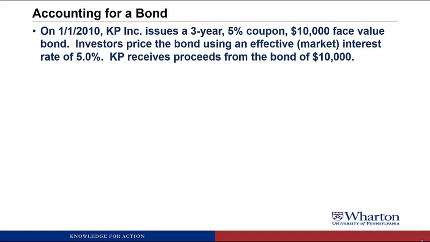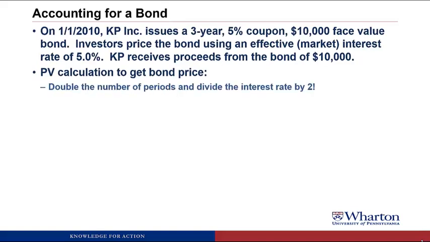So basically, KP specifies all the terms of the bond, puts it out to the market. The investors in the market figure out the present value and then are willing to give KP $10,000 of proceeds to get that bond. Where do they get that from? Well, they do a present value calculation to get the bond price. So remember, we have to double the number of periods and divide the interest rate by 2.